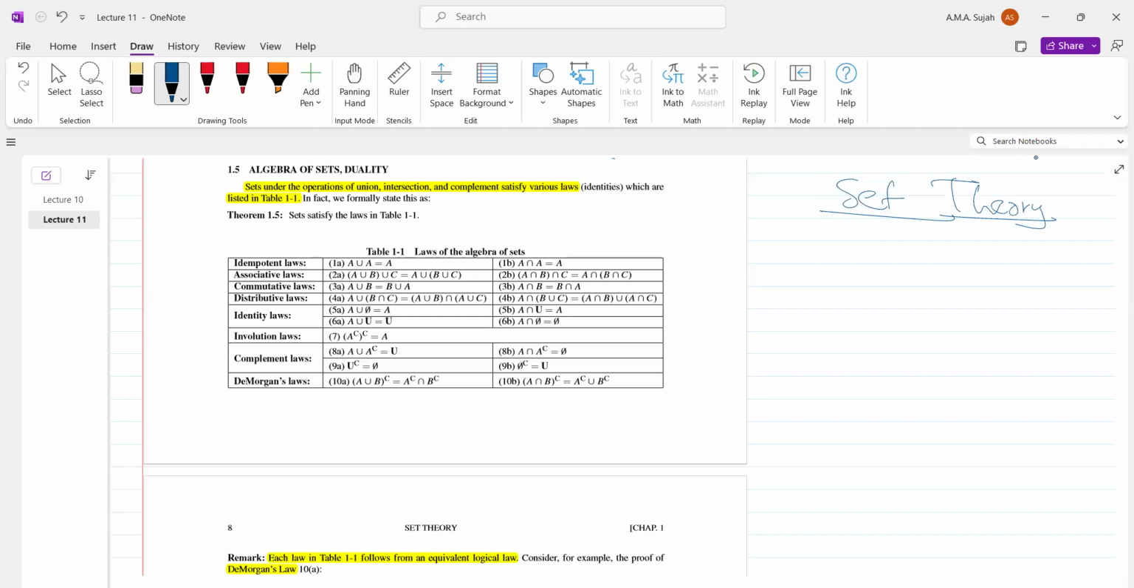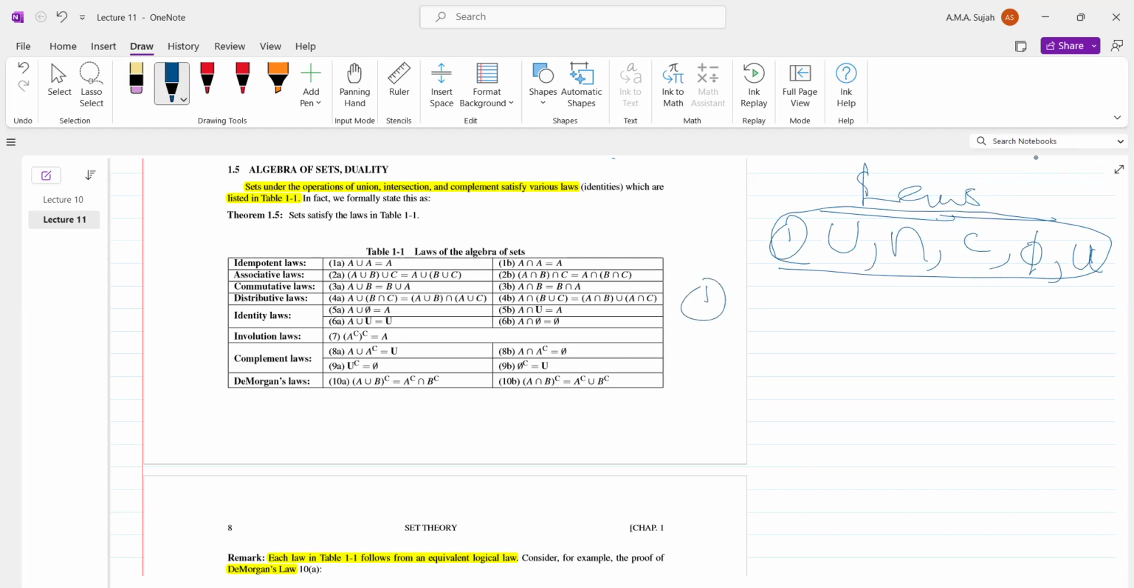To define these laws, we are using some symbols. We are using union, intersection, and complement. Then we are using the empty set and the universal set. These are the set notations we use. We will define all the sets.